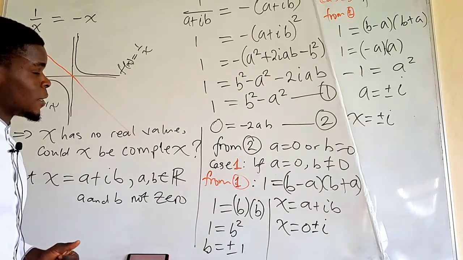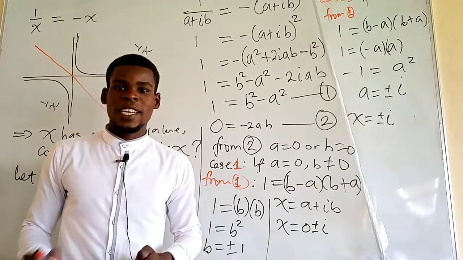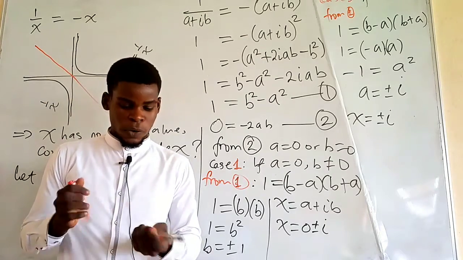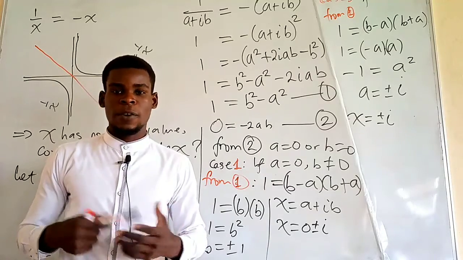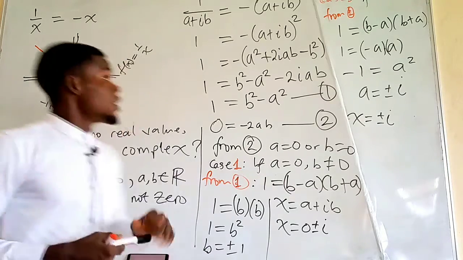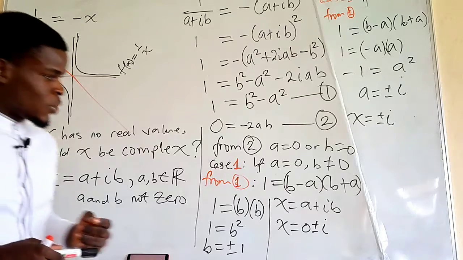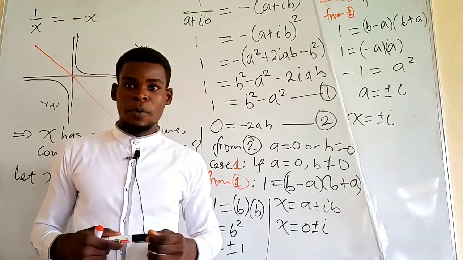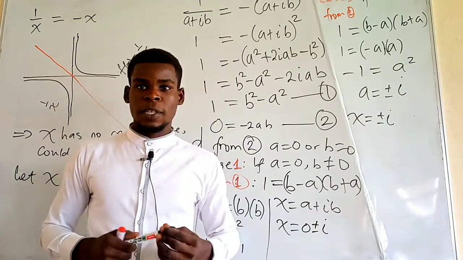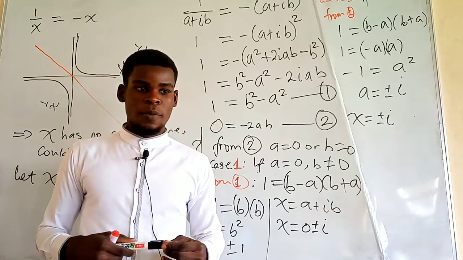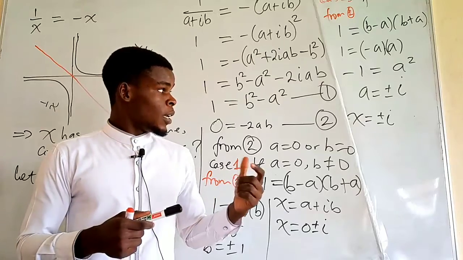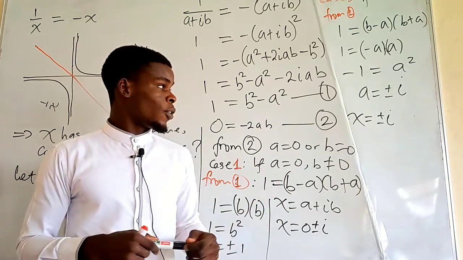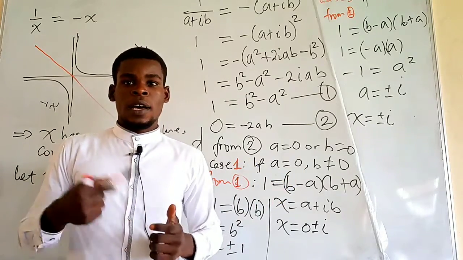That means that we can actually find a complex value for X. If X is positive I or negative I, that shows that this equation will be satisfied. So X is not a real number, from the graph we just plotted. X is going to be an imaginary number, and of course, it's going to be the positive unit imaginary number I or the negative I.